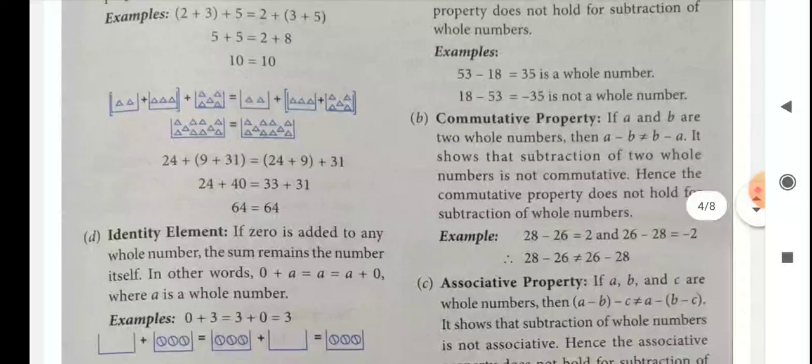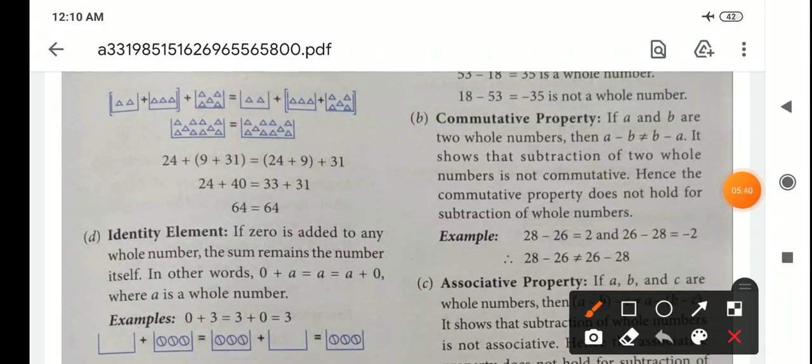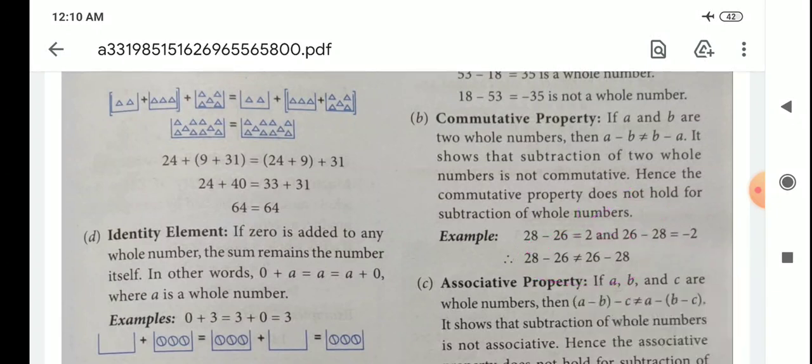Then the commutative property also does not exist. Means here you see 28 minus 26 equal to 2. But 26 minus 28 equal to minus 2. Both answers are different. So it does not exist.